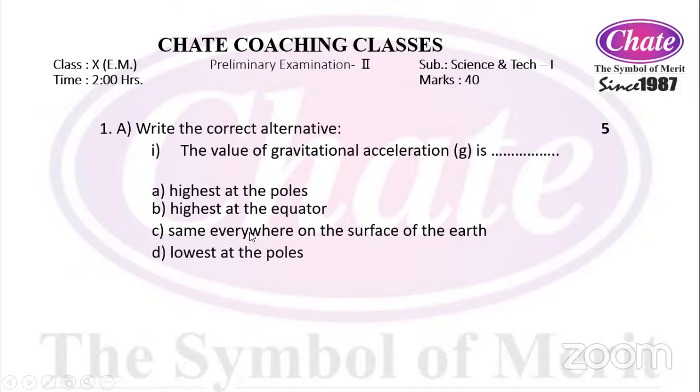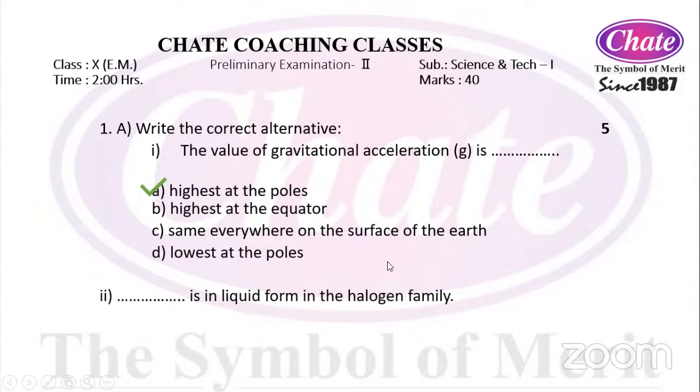The question says the value of gravitational acceleration g is, and as we know, the gravitational acceleration depends upon the distance between the two objects, and whenever the distance is less, at that time the gravitational acceleration value will be increased. So it is highest at the pole, because the distance between the pole and the center of earth is the shortest distance, and that is why the value of gravitational acceleration g is highest at the pole.